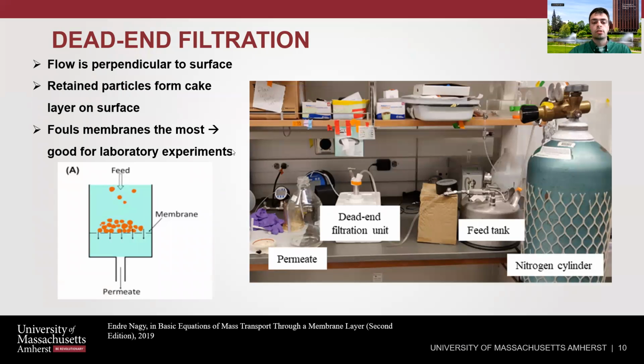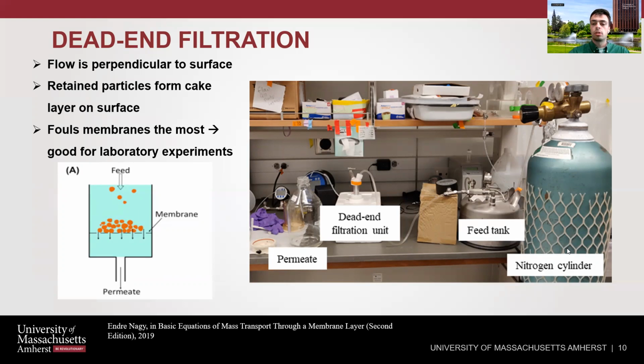Dead-end filtration is a common type of filtration used in laboratory experiments. The feed is perpendicular to the membrane, allowing only permeate to pass through, while the retained particles collect at the surface of the membrane. Obviously, this results in fouling of the membrane, so this type of flow is often used for experiments to test maximum fouling of a membrane. The picture on the right depicts our dead-end system that our lab uses.